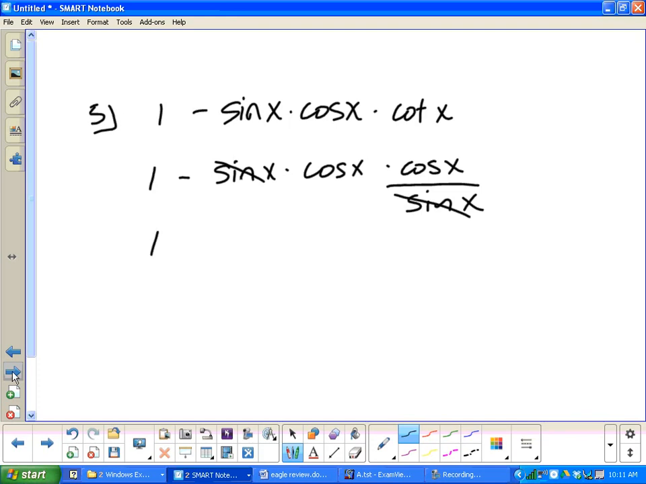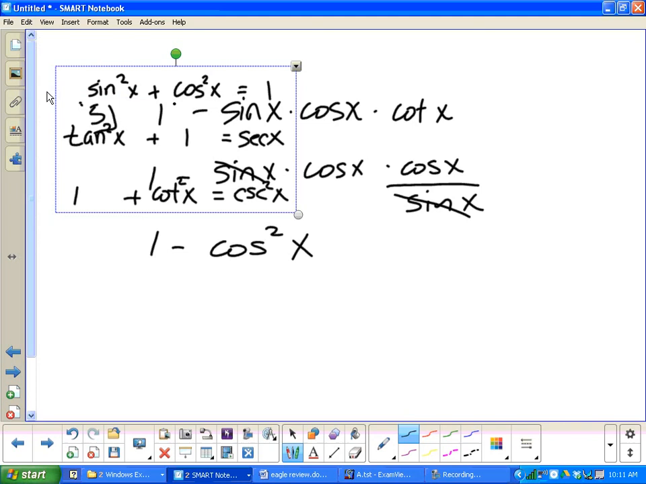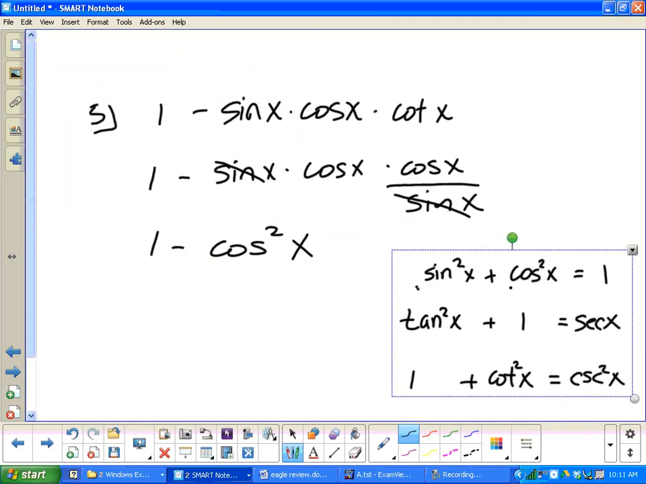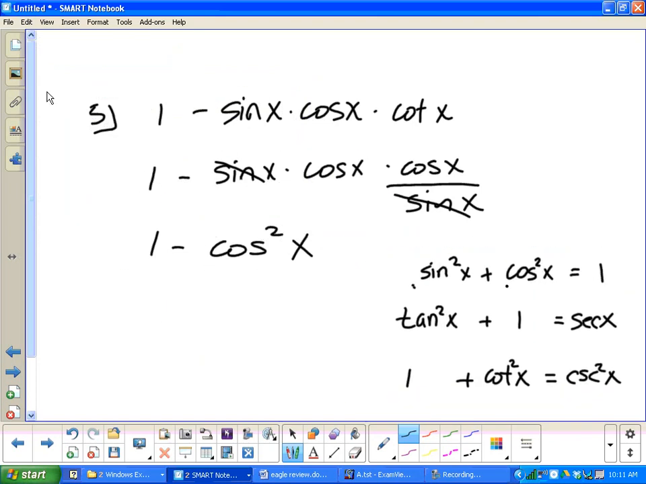Okay, so we got 1 minus cosine squared. Now, there's our identity, right? Okay, so let's see. How can we manipulate that first one to say 1 minus cosine squared? Subtract cosine squared over, and then that would leave me with sine squared. Okay, that one wasn't too bad.